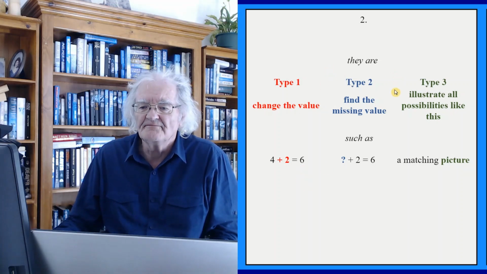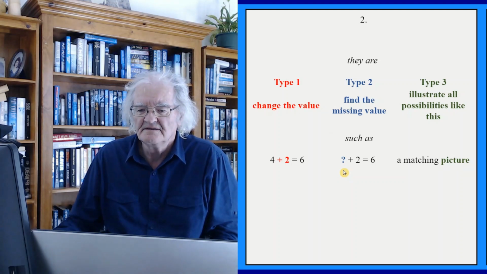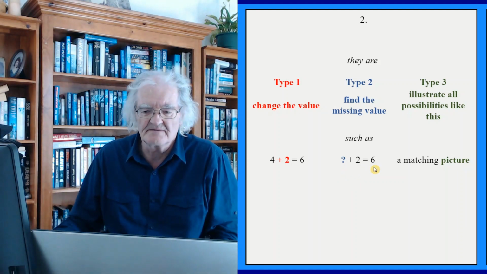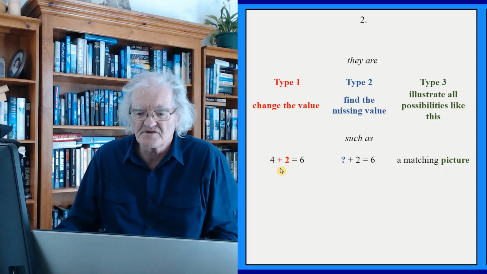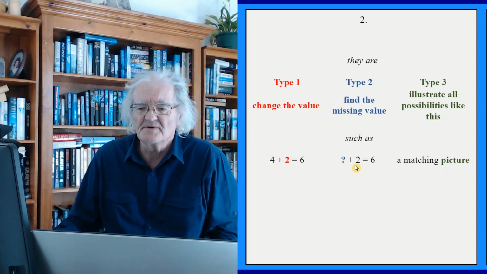Type 2, find a missing value, such as a missing number can be changed into 6. What is that missing number? And type 3 illustrates all possibilities that use the change that has been specified, and it generates a matching picture.